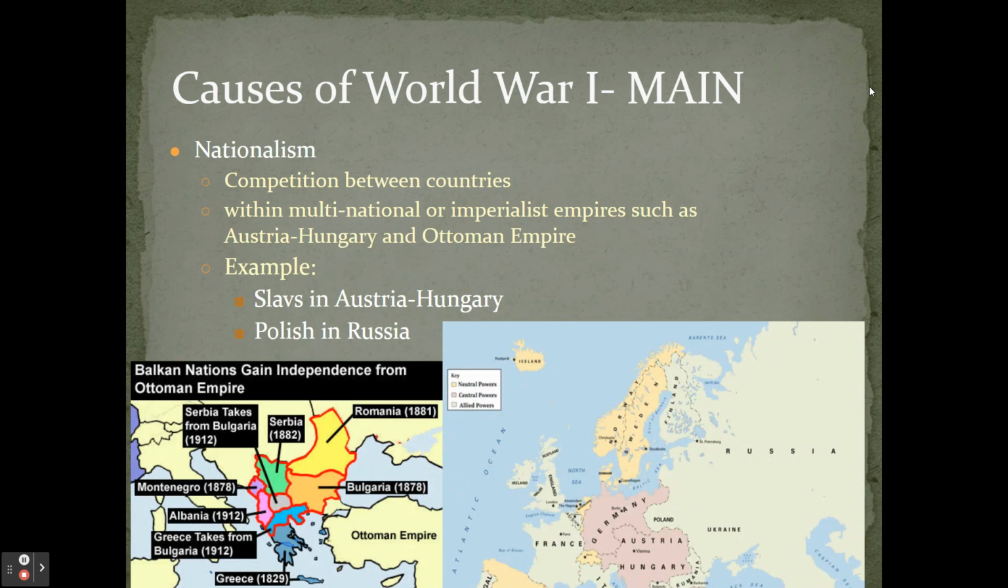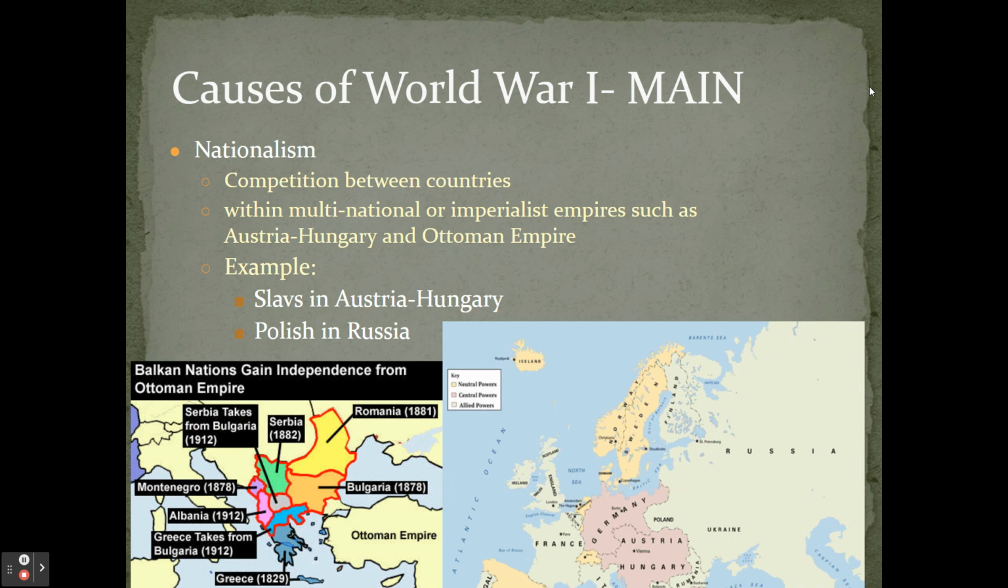And then the N stands for nationalism. So nationalism, the way to look at it in this conflict is through the lens of competition, where you want your country to be the best, and you are going to compete with other countries to make sure that you're the best. This also is through the lens of multinational or multi-ethnic empires, because there were large empires in Europe at the time that had different groups within those empires who wanted to be independent.